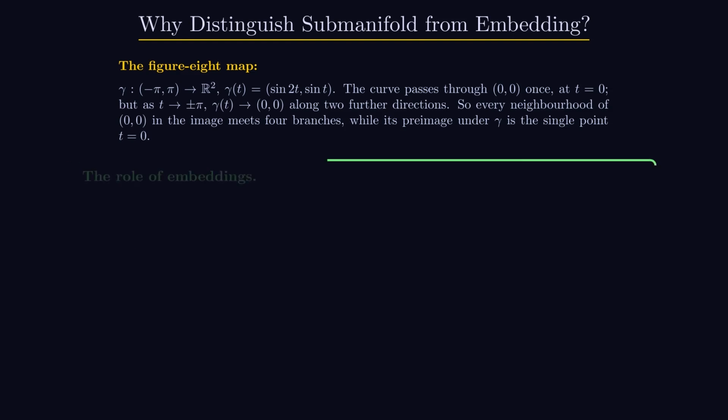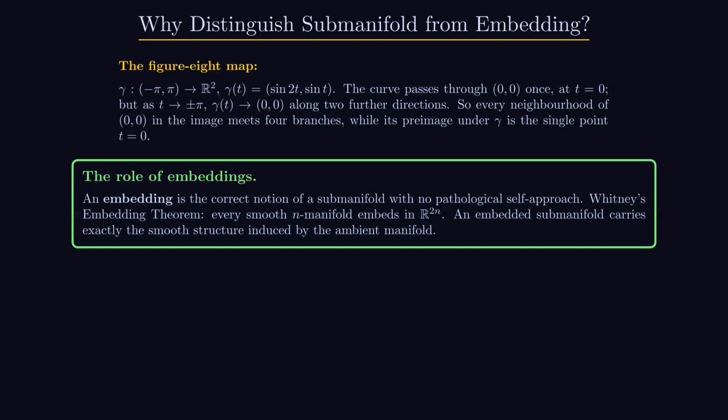An embedding is the stricter condition that rules out this pathology. When φ is an embedding, the image carries exactly the right topology. The smooth structure it inherits from N agrees with the one from M. Whitney's embedding theorem guarantees this is always achievable: every smooth n-manifold embeds in R^2n. Embedded submanifolds are the clean, well-behaved notion we use throughout the rest of the course.